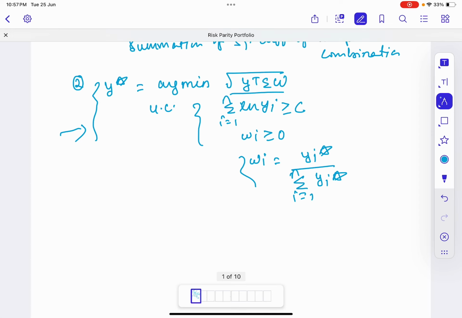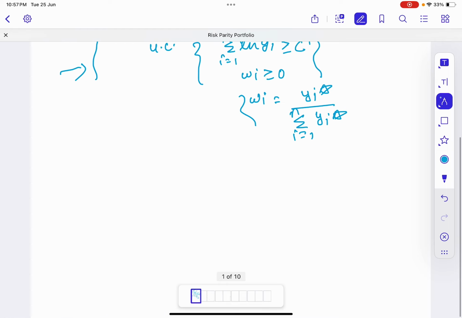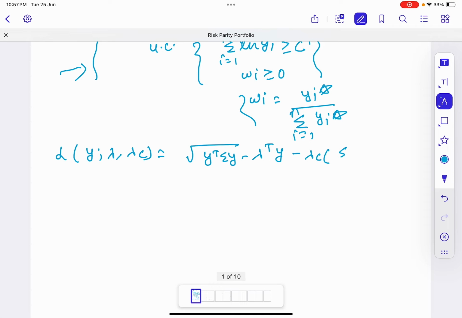This is the objective function, right? And these are the constraints. So let us form the Lagrangian. If you form the Lagrangian, this will be lambda c. So these are the Lagrangian parameters, and first we have to write the objective function, and then the first parameter and the first constraint, and then the second parameter and the second constraint, right?